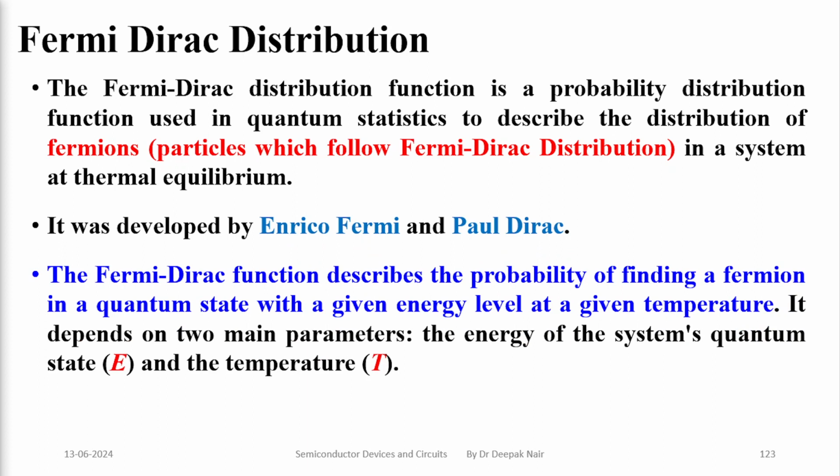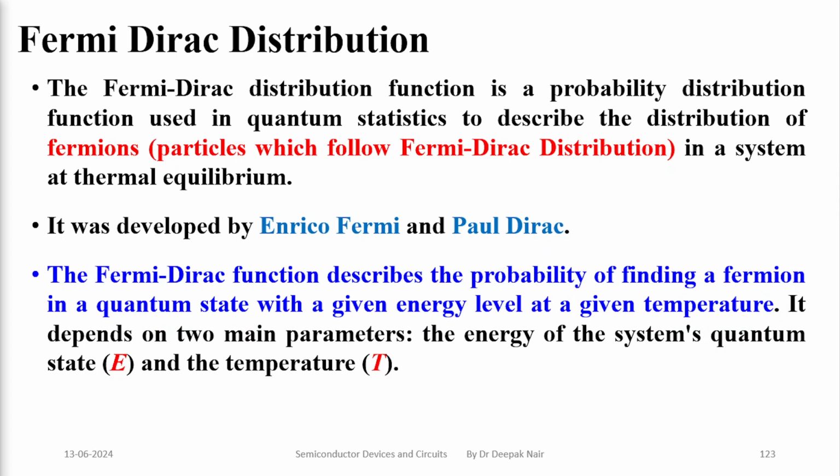So in short, we can say Fermi Dirac function describes the probability of finding a fermion in a quantum state with a given energy level at a given temperature. So if I have to correlate, then Fermi Dirac distribution function talks about the probability, and it tries to find out the correlation between the energy level with respect to the temperature for any particular fermion.